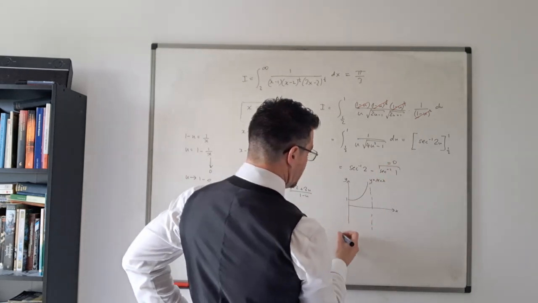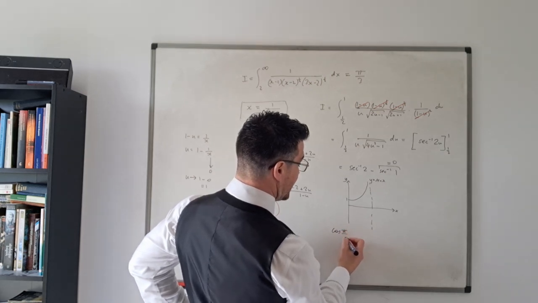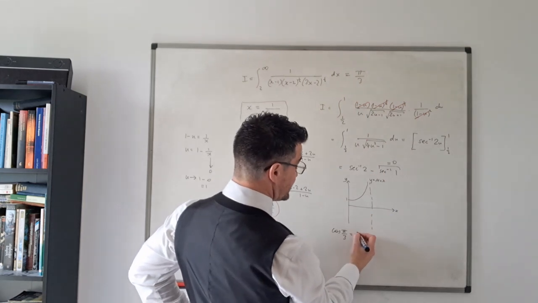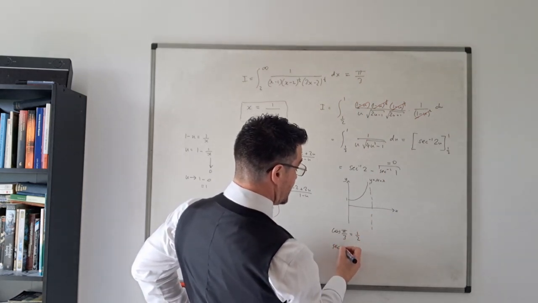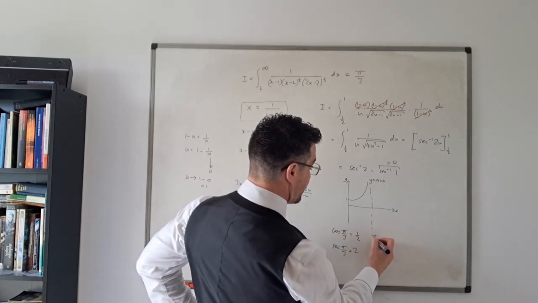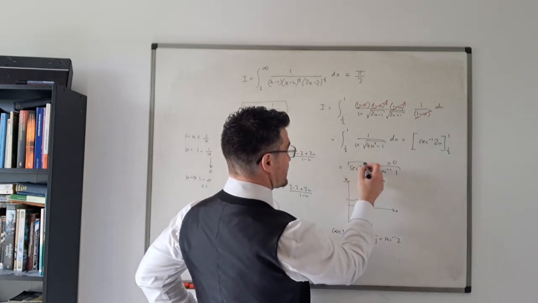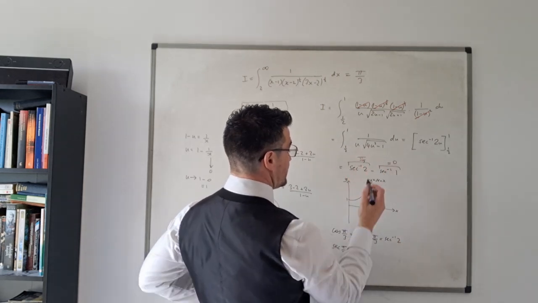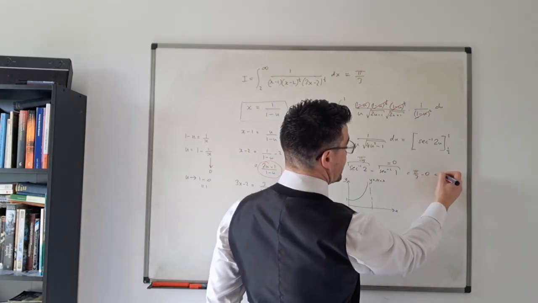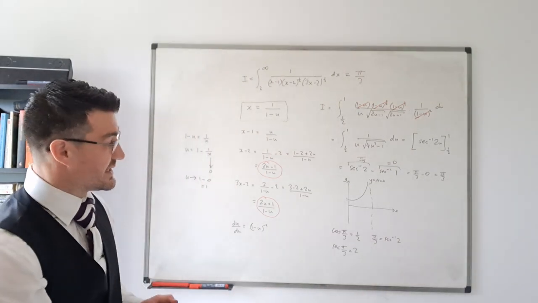What about this one? Well, cos of, I know cos pi by 3, bearing in mind we're aiming for pi by 3, cos pi by 3 is equal to a half. So sec pi by 3 is equal to 2, and therefore pi by 3 is equal to inverse sec of 2. So that's pi by 3. So what do I get? I get pi by 3 minus 0, which is pi by 3. And we're done. Okay, that's the problem over with.